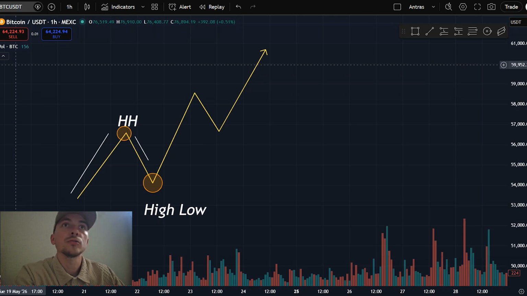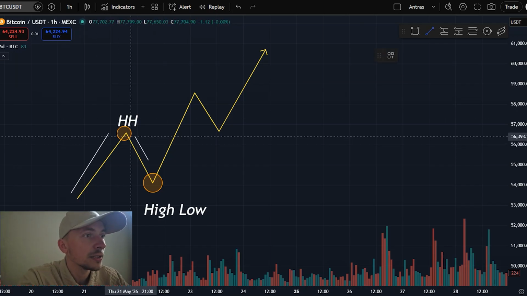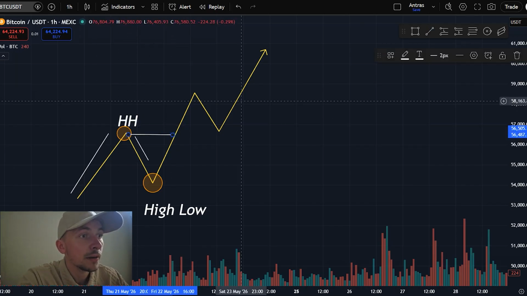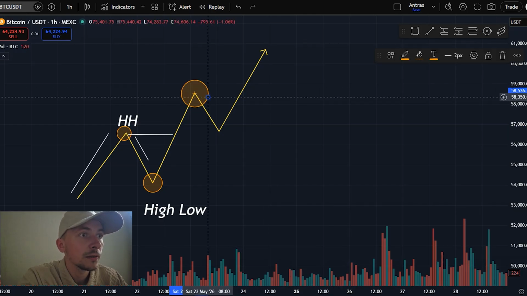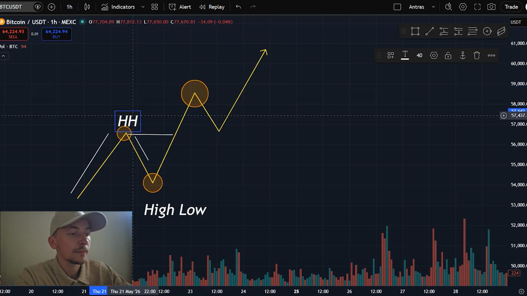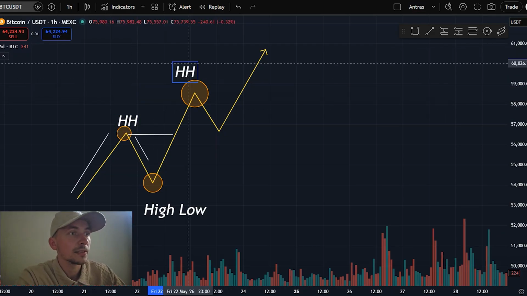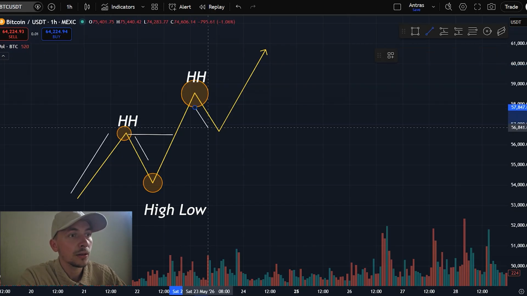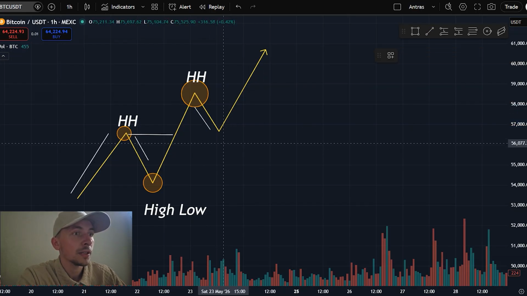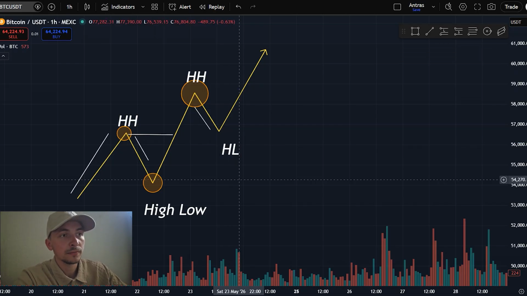The first rule for creating a new higher high is that it has to be higher than the previous one. In this scenario it is this one, it's above. So now we have a new higher high. Correct? Once again, price goes down a little bit. What do we have here? We have a higher low. Easy to understand, easy to read the charts for sure.